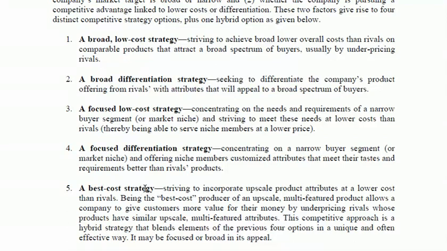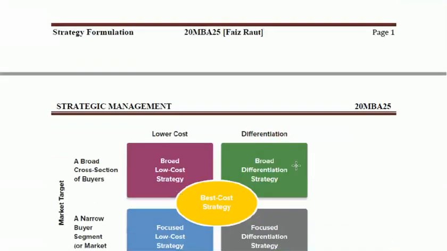Best cost strategy is the combination of broad and focused strategy. Okay, it is a mixture of everything. It has taken some of the attributes of broad strategy, some of the attributes from the focus strategy, and then the best cost strategy has been developed. So we'll go through it one by one.